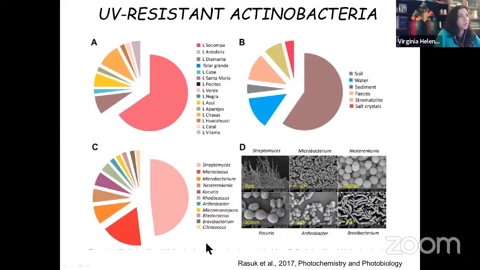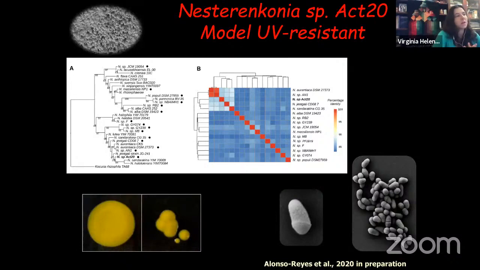We found a rich diversity of Actinobacteria, especially the rare Actinobacteria, like Micrococcus, Microbacterium, Nesterenkonia, Kocuria, Rhodococcus, Arthrobacter, Micromonospora, Blastococcus, Brevibacterium, and Citricoccus. Some of them were isolated from the stromatolite. For instance, we have a Micromonospora from the stromatolite, which was very interesting to find there. But we used Nesterenkonia as a model because when we started this project, there were very few studies on this genus, and we wanted to go further because we know that in general Nesterenkonia microbes are very resistant to arid conditions, they are halophiles, so we continued studying this.